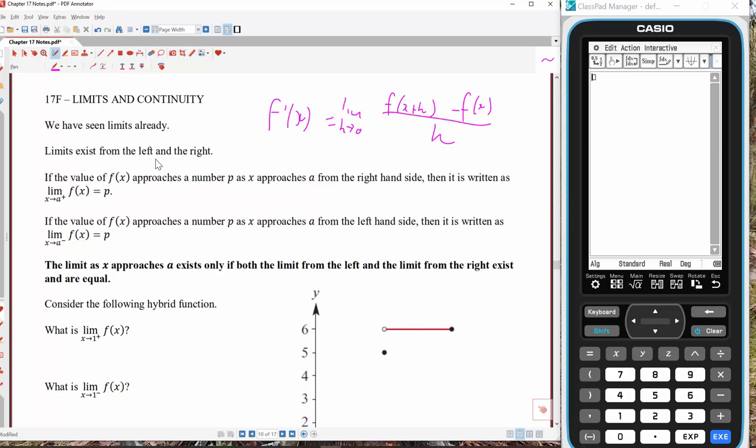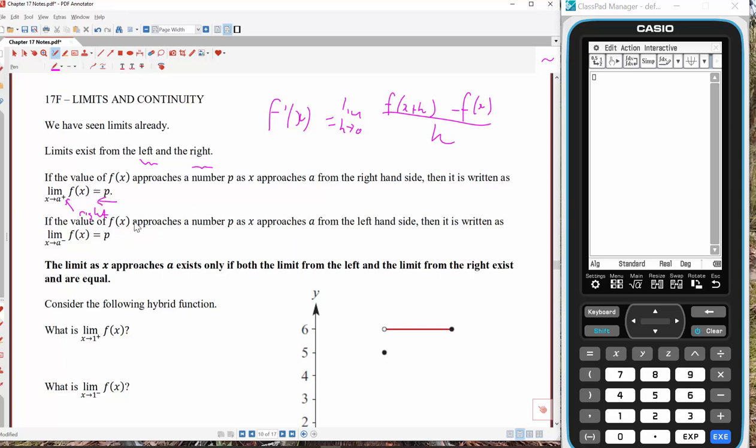So we're going to say that limits exist from the left and the right. I'll go on to explain that. If the value of f of x approaches a number p as x approaches a from the right hand side, then this is how we write it. When x approaches this value a, this plus means from the right. So swing in from the right hand side. When I approach that particular value from the right hand side for the function f of x, then the value is p, whatever p is.